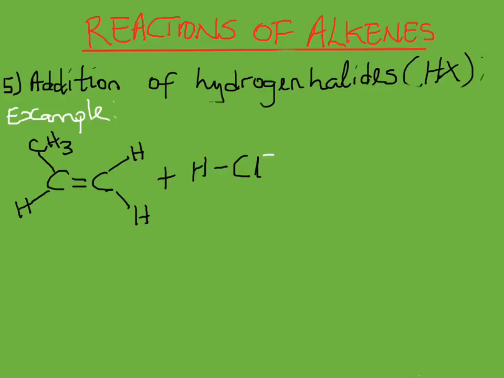We have propene reacting with hydrogen chloride. Realize that when this hydrogen chloride is ionized, we're going to have a hydrogen ion as a positive and a chloride ion as a negative. Thus, the arrow moves from the multiple bond to the hydrogen ion.